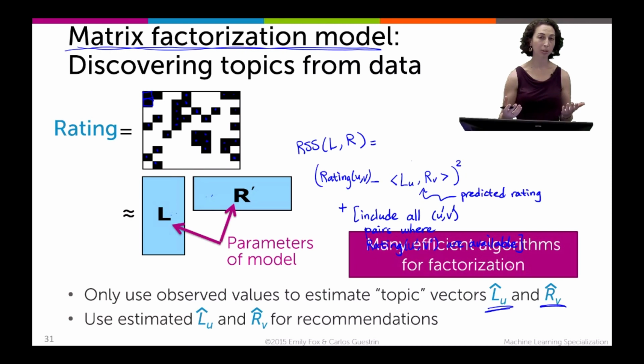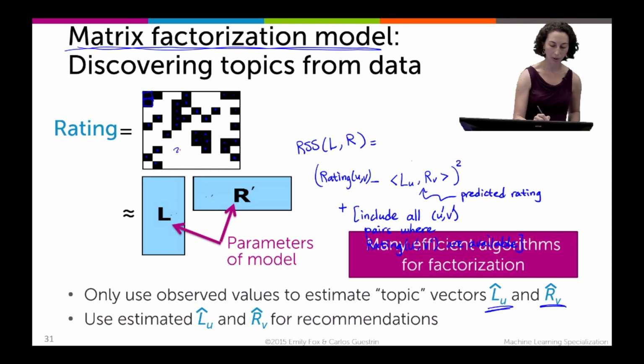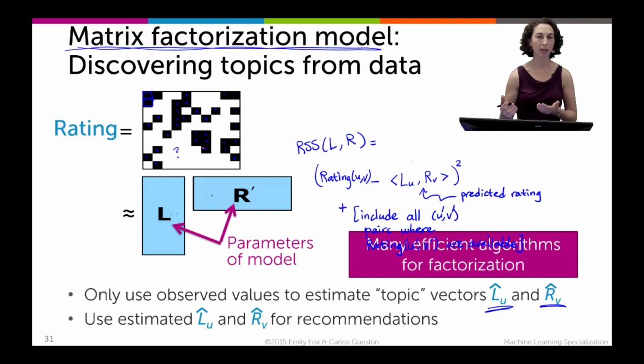How do I form my predictions? How do I fill in all these white squares, which was my goal to start with? Well, I just use my estimated L hat U and R hat V, and I form my prediction just as we described when we assumed that we actually knew these vectors.